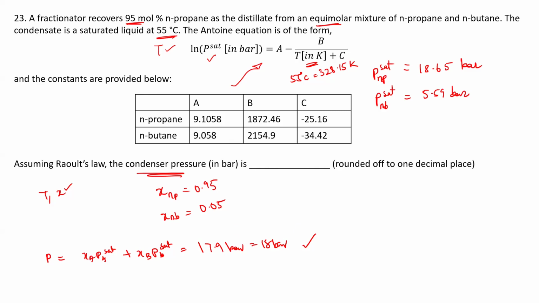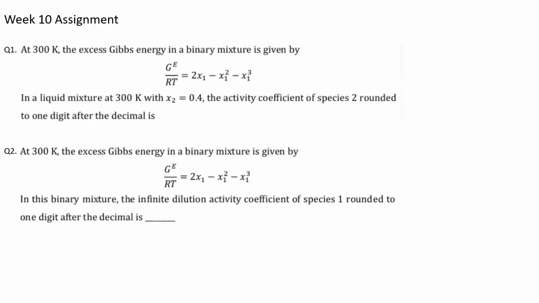Right. So this is all about week 11 questions. Now we want to discuss the week 10 assignment. Majorly one is there. The first question is G by RT is 2x1 minus x1 square minus x1 cube, with x2 given. So what is asked here is the activity coefficient of species 2. Gamma 2 is required.